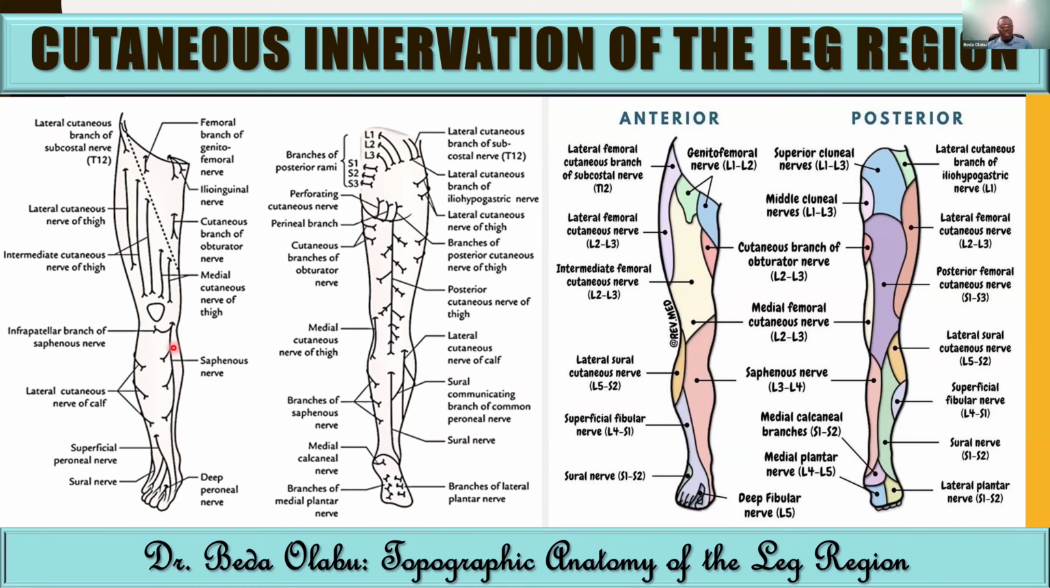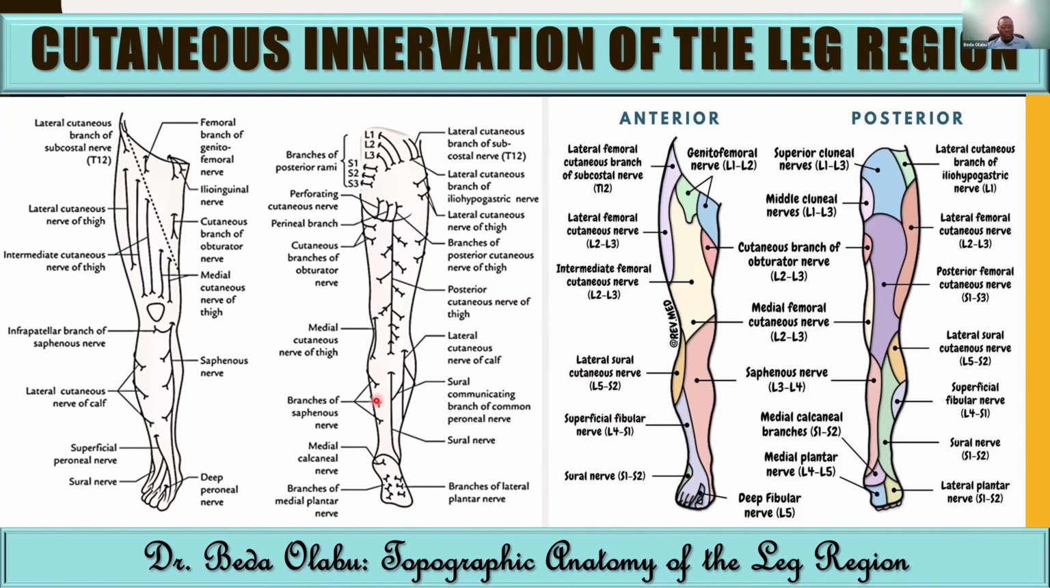You'll remember that the saphenous nerve is a terminal branch of the femoral nerve. This nerve is responsible for cutaneous innervation of the medial side of the leg, as well as the medial aspect of the foot. So it's a very long nerve. The other nerve is the sural nerve.